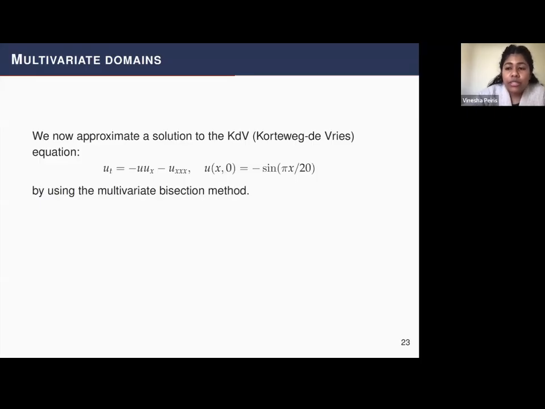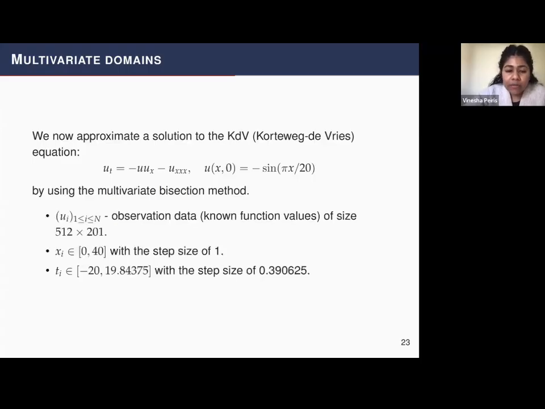We are now going to use the bisection method, which is a method developed by using the quasi-convexity property of the objective function of the generalized rational approximation problem. We will discuss this bisection method later today. So we are going to use the multivariate bisection method in this case. We have two variables, x_i and t_i, and u_i are the observational data, and the size of this observational data is 512 times 201. So it's a huge data set.